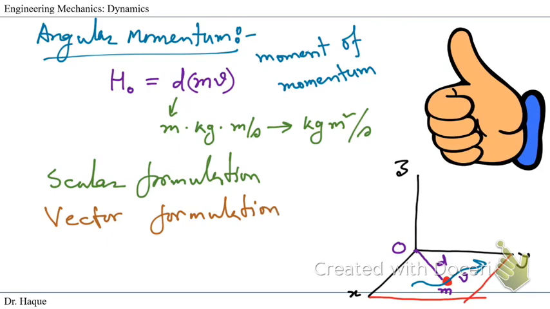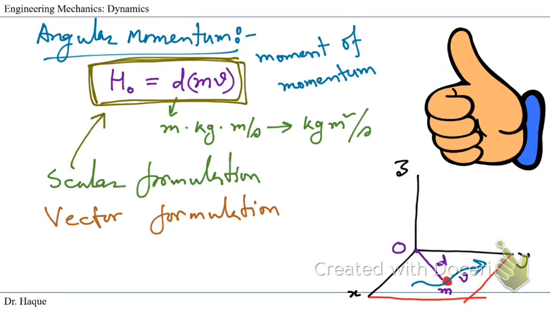So the one we just figured out here, h, we did not consider any direction, so this is the scalar form, the magnitude of angular momentum, just distance multiplied by its mass and its velocity. This is the scalar formulation of angular momentum. So the angular momentum has a direction.